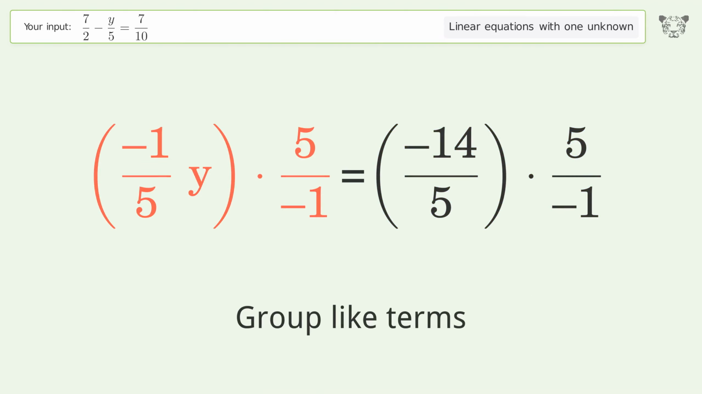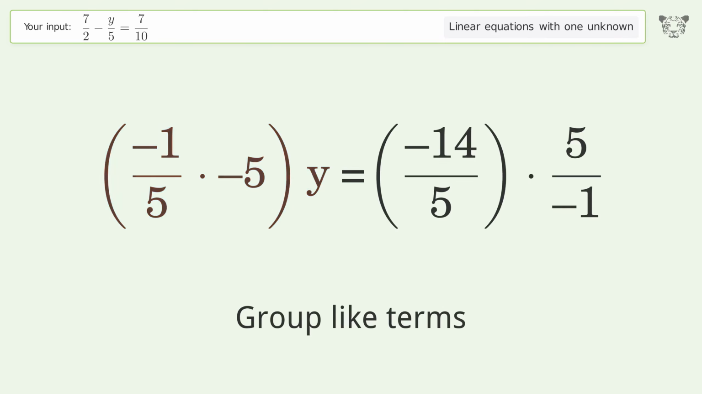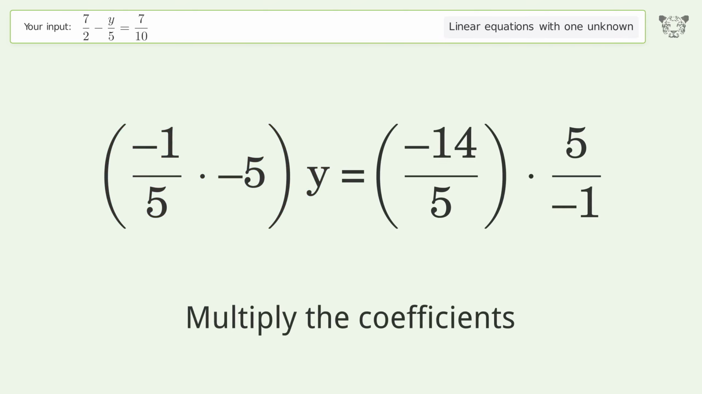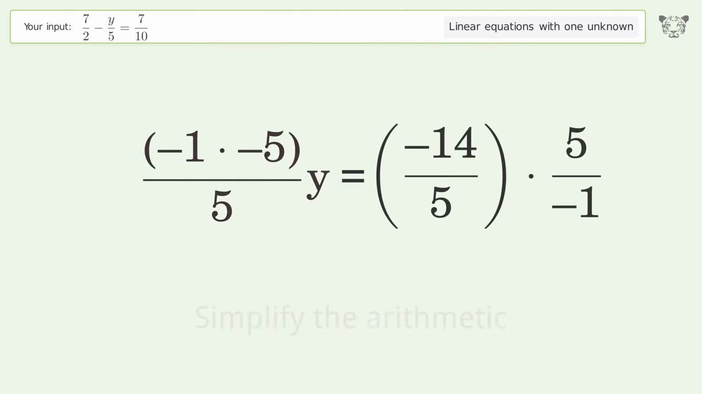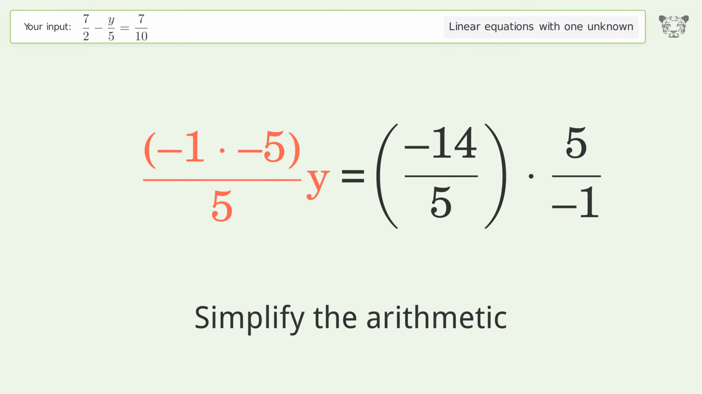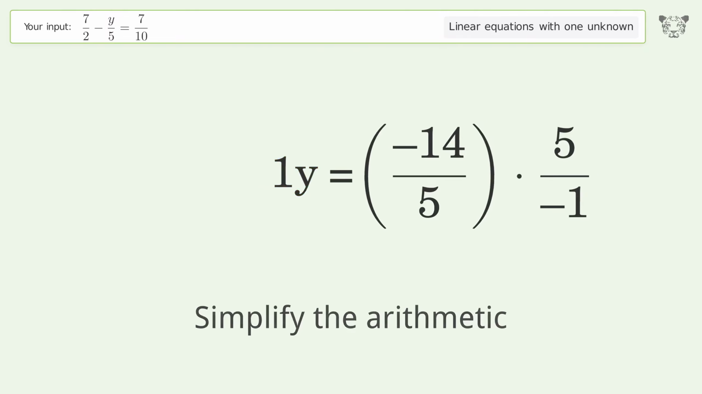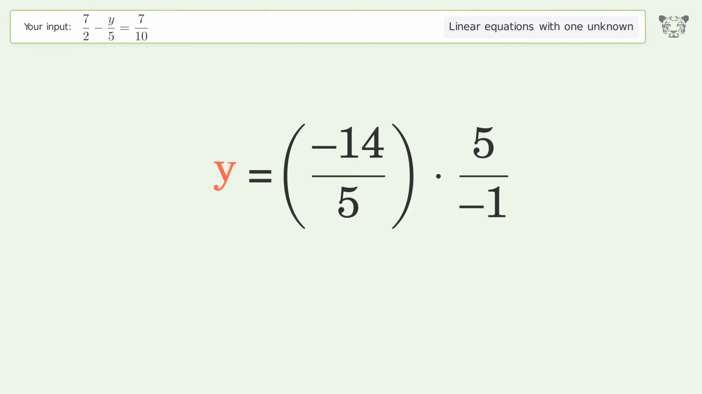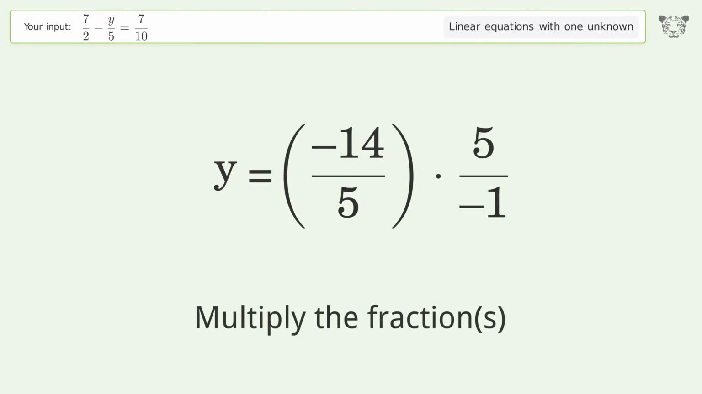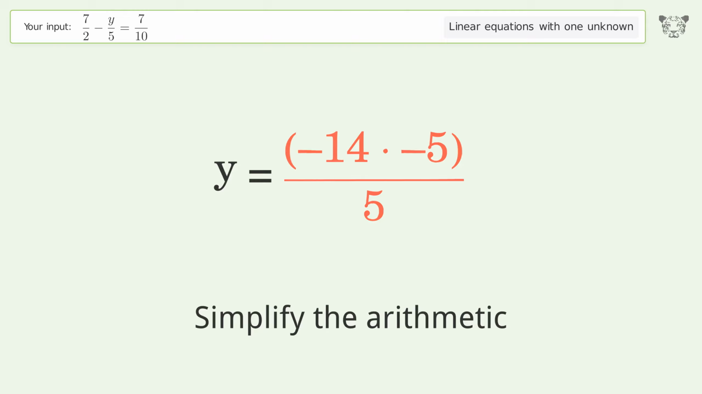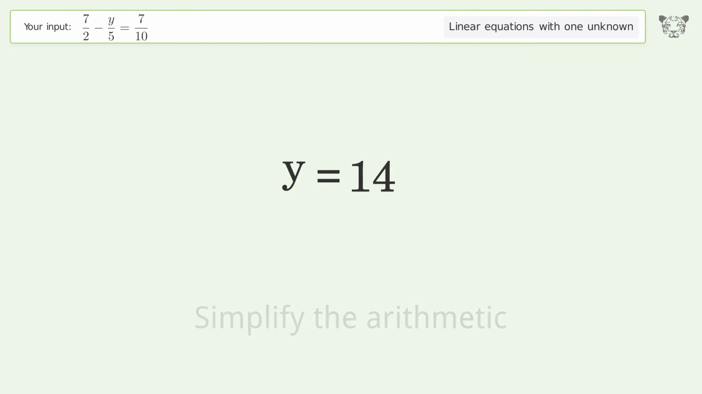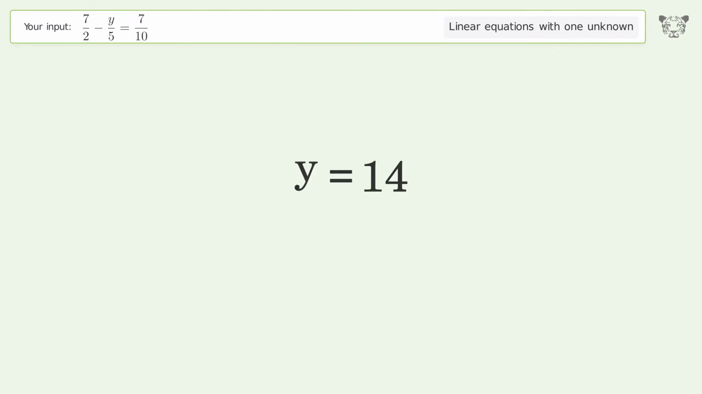Group like terms. Multiply the coefficients. Simplify the arithmetic. Multiply the fractions. Simplify the arithmetic. And so the final result is y equals 14.